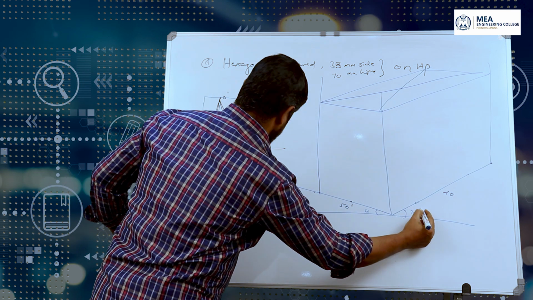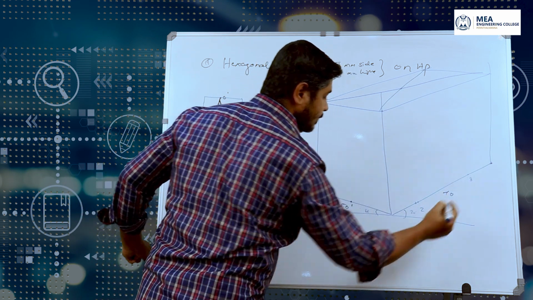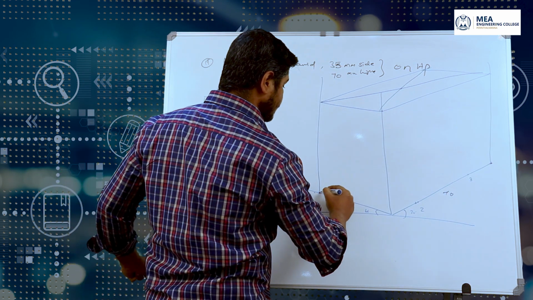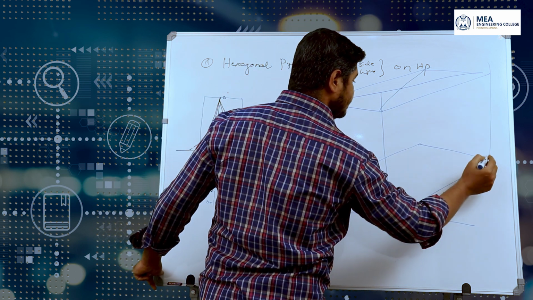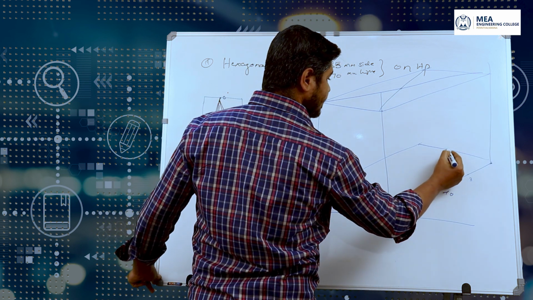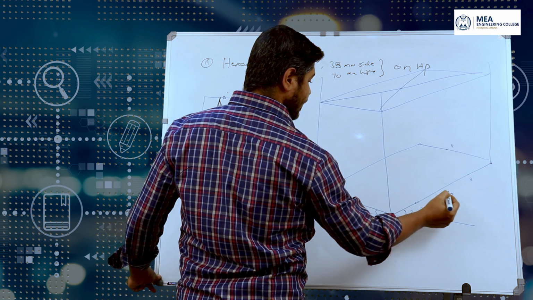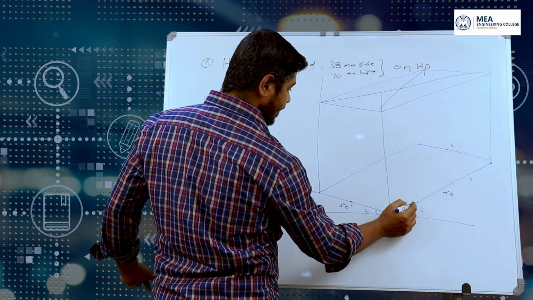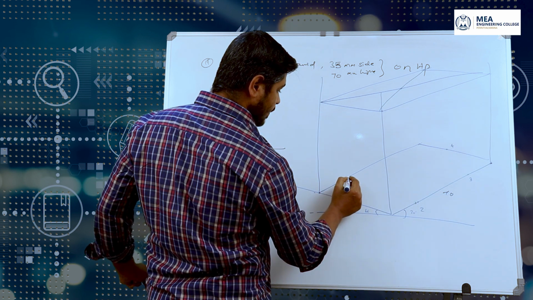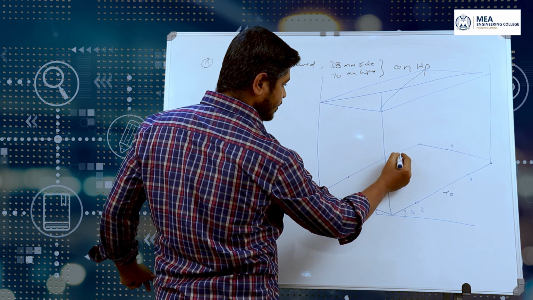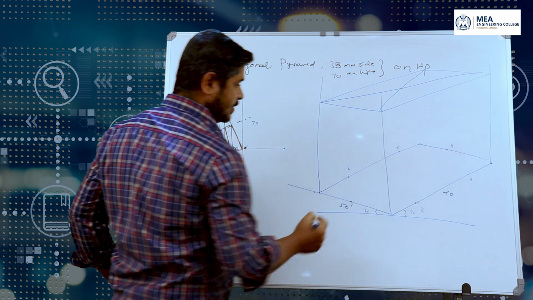Point number 1, 2, 3. In the bottom, the back side also it is possible. So find the center point 3. So 4 is the point. Then if you draw the line, you will get another 2 points here, 5 and 6.